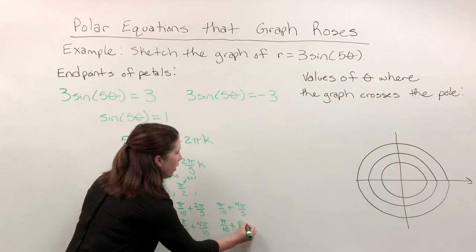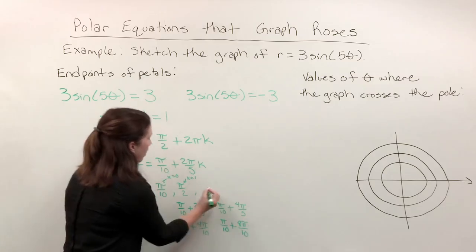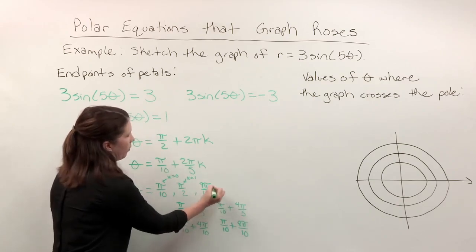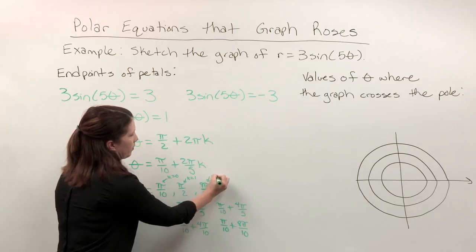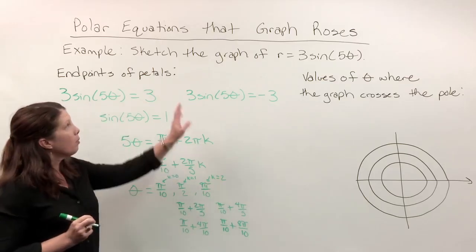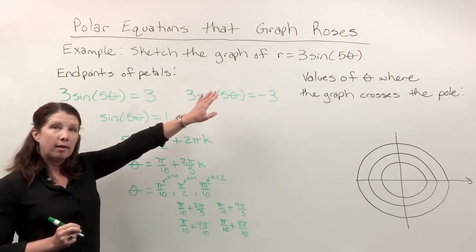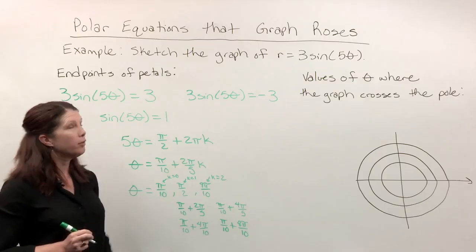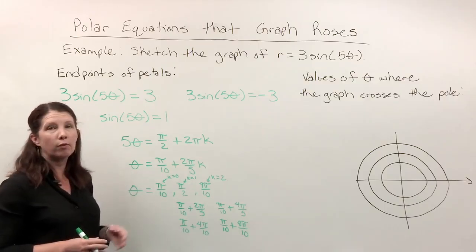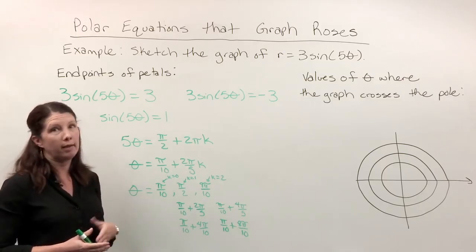Changing 4 pi over 5 to 8 pi over 10, I get a theta value of 9 pi over 10 when k is 2. Remember that because n was odd and there were n petals, 5 petals, I only need to find values on an interval from 0 to pi.